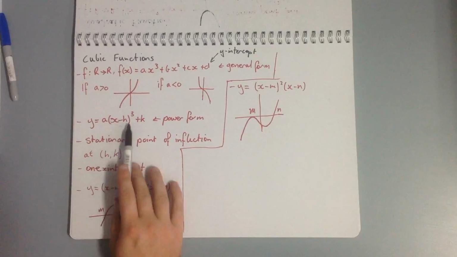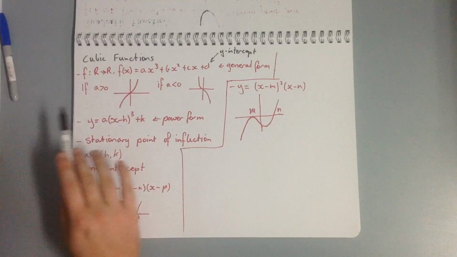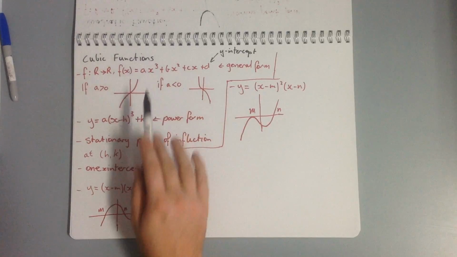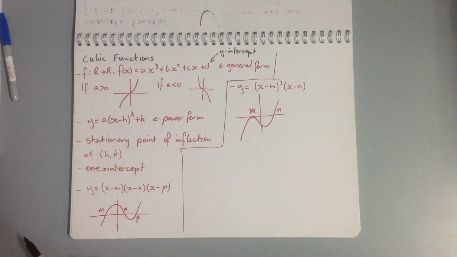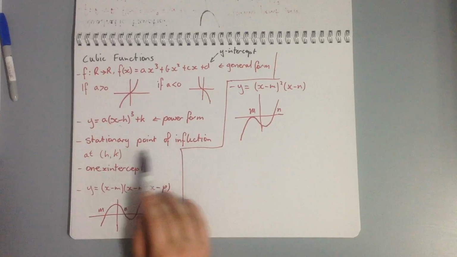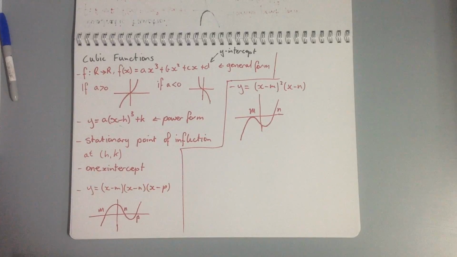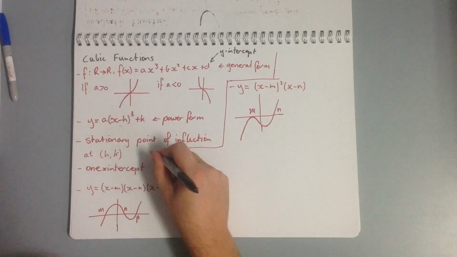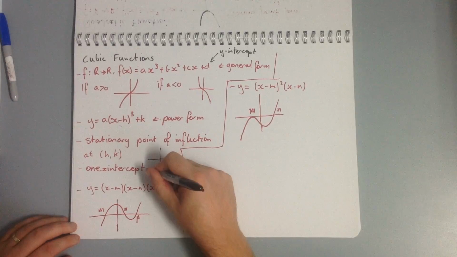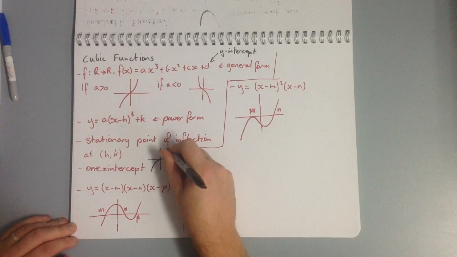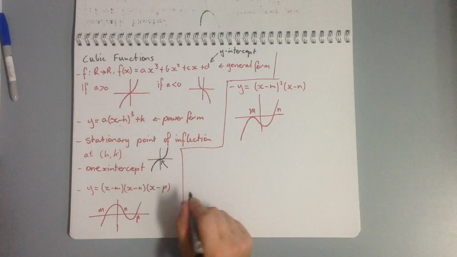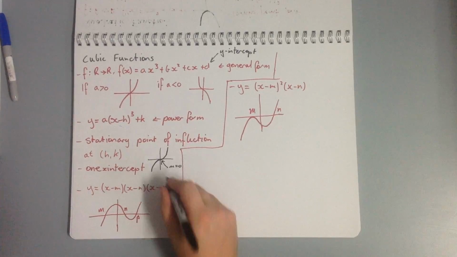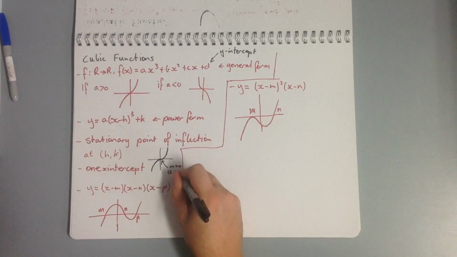If h is positive, we're going to move the graph to the left. If it's negative, we're going to move it to the right. If k is positive, we're going to move it up. If k is negative, we're going to move the graph down. We find that we have a stationary point of inflection at (h, k). What our stationary point of inflection means is that our graph has a gradient of 0 at the point (h, k). So m equals 0, our gradient equals 0 at (h, k).